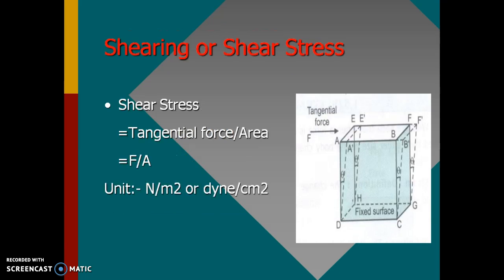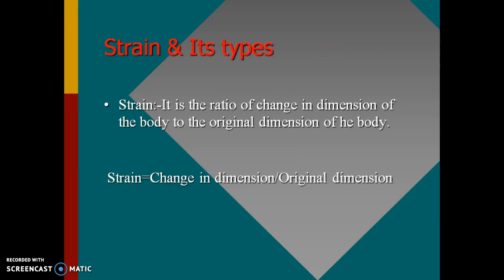And third type is shearing or shear stress. Shear stress is defined as the stress developed in a body due to change in shape of the body without change in its volume when external force is applied tangentially or parallel to the surface of the body. So shear stress is equal to tangential force upon area, which is F upon A, again unit is Newton per meter square or dyne per centimeter square.